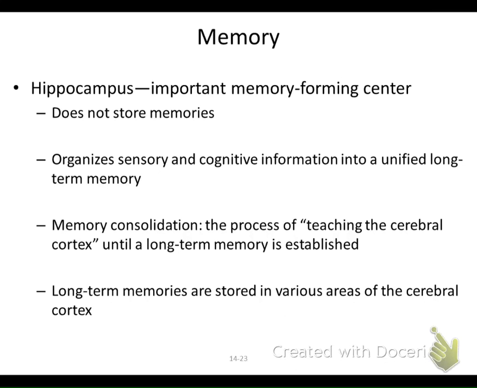I've already mentioned the hippocampus, a very important part of your limbic system for the forming of new memories. Now, there's a slight caveat. It forms your memories. It does not store them. So the hippocampus is knitting them together, but it does not store them. Okay.